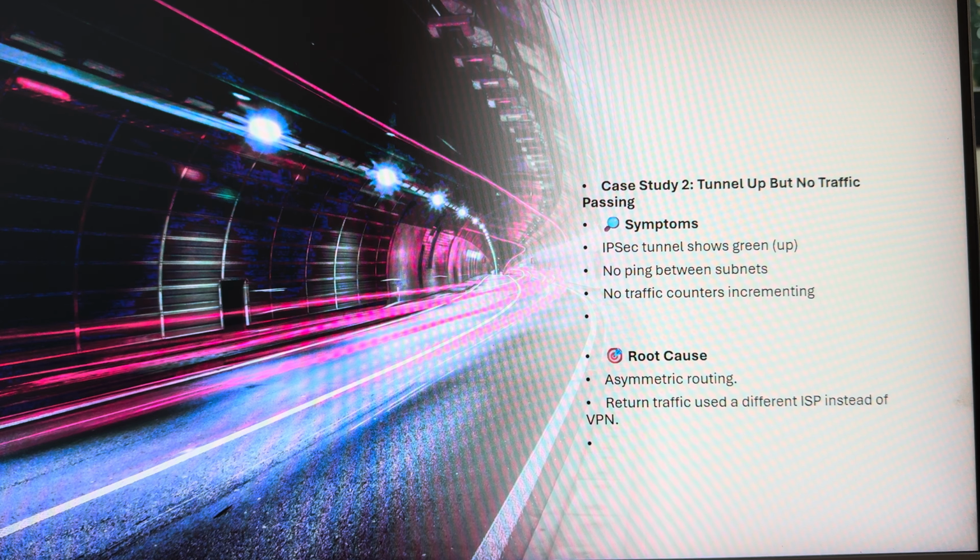Case study 2: tunnel up but no traffic passing. Symptoms: the IPsec tunnel shows green up. No ping between subnets. No traffic counters incrementing. Root cause: asymmetric routing. Return traffic used a different ISP instead of the VPN.